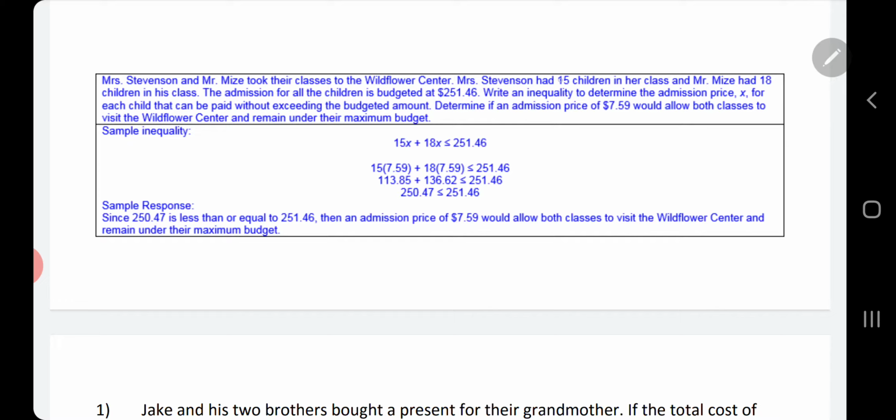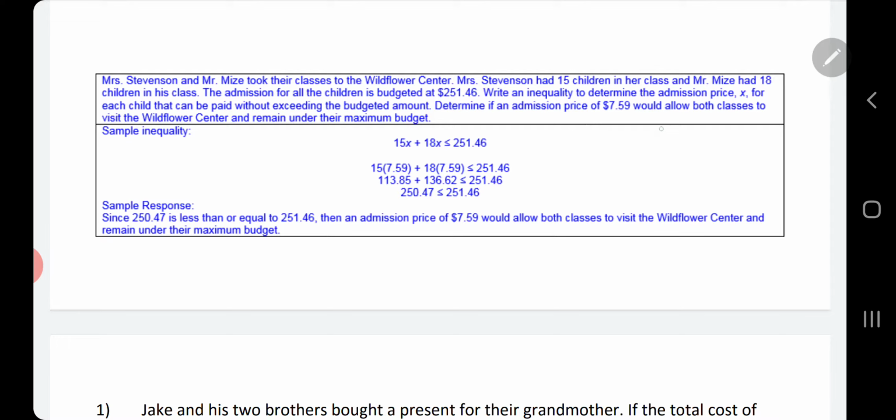Well, in Mrs. Stevenson's class, she had 15 children. So we're going to take her 15 children and multiply it by the admission, or 15 times X in this case. Once again, X represents the price of the admission ticket. Well, then we also got Mr. Mize's children, so we have to add the 18 students he has times the price for the admission ticket. So all in all, we've got 33 kids here paying admission, and we need it to be less than or equal to the total amount budgeted, $251.46. So this would be our inequality right here.